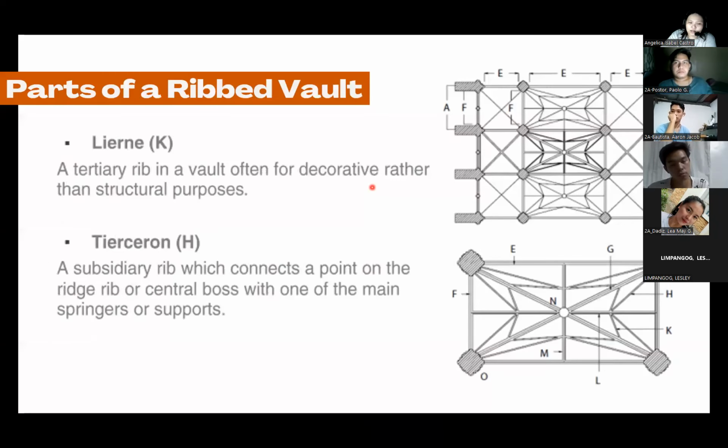Going back, next, you have your lierne, a tertiary rib in a vault, often for decorative rather than structural purposes. So, meron pang another, which is your lierne. This one. So, hindi na to structural, or more often than not, hindi na siya structural support, but a type of your, yung for decorative purposes na. And you have your tierceron, or a subsidiary rib, which connects a point on the ridge rib or central boss with one of the main springers or support. We have it here, your tierceron.